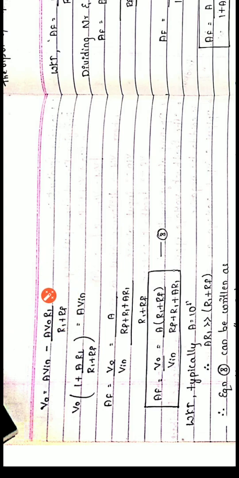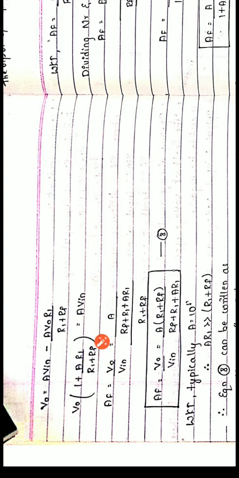This you have to take to the LHS side. So it becomes V0 into bracket, because V0 is common here, 1 plus A into R1 divided by R1 plus RF equals A into Vn. So what I need is the closed loop voltage gain, that is AF, which is nothing but V0 by Vn. Now rearrange this equation. So this is V0, this is Vn. Take Vn to this side, it becomes V0 by Vn. Here A is left, so divided by 1 plus A into R1 divided by R1 plus RF.